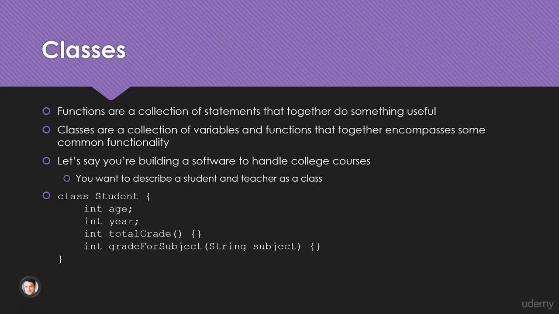So even though all of them return an int, the first 2 lines, age and year, are variables. The next 2 lines, total grade and grade for subject, are functions, and they are all encompassed by this class student. So you can have many objects of the type student. So your software that you're writing would create many instances of this class student, many objects of this type student, which you would represent in the program.